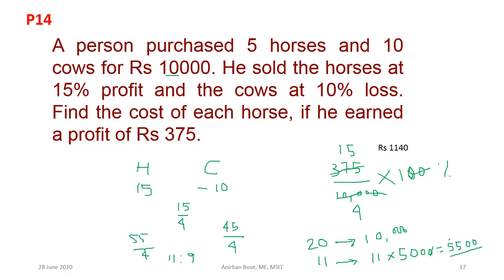So 5,500 is corresponding to horses. So how many horses were there? There were 5 horses. So for each horse, what was the price? Divided by 5. Okay, so that is equal to what? 1100. So the answer will be 1100. Okay.